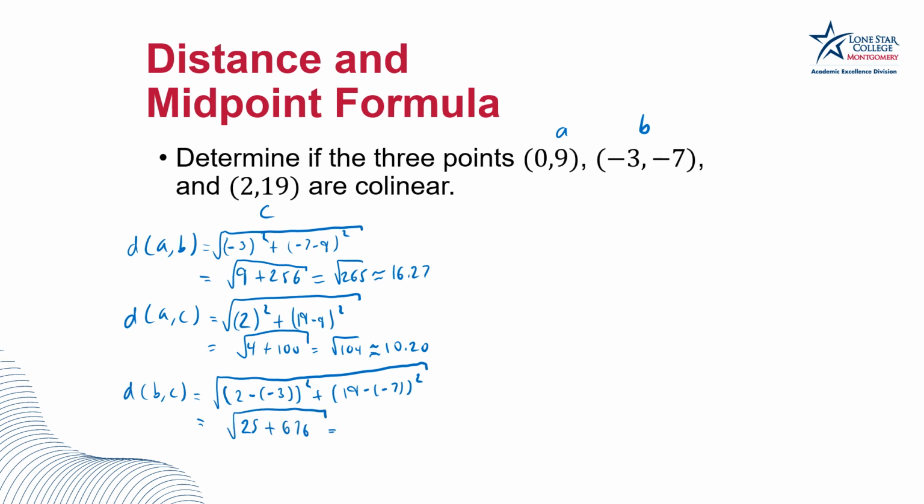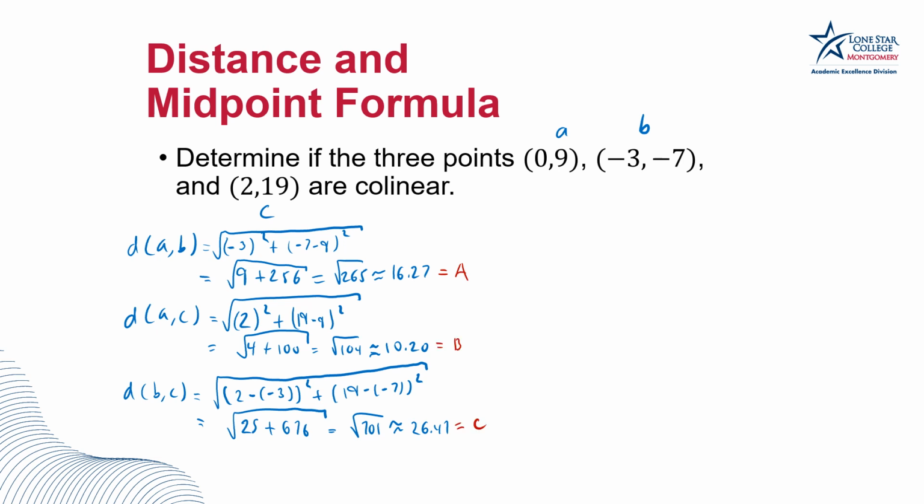And if we add them together, take the square root. So 676 plus 25 gives us square root of 701, which approximately as a decimal would be 26.47. Okay, so let's label each decimal here as A, B, C respectively. Or let's call it capital A, capital B, and capital C.